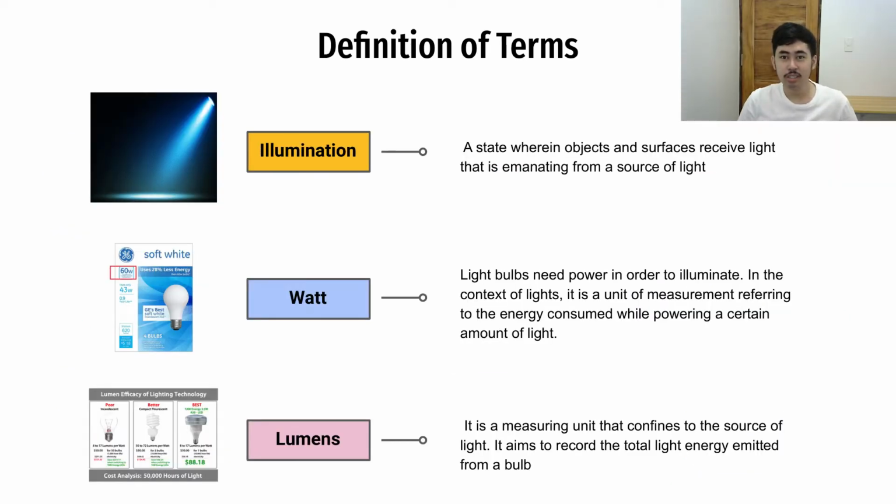In this section, we will define the terms that frequently appear when talking about light bulbs. Starting off with illumination, it is a state wherein objects and surfaces receive light that is emanating from a light source. You may notice, for instance, that when we use a flashlight, we illuminate the object or send light to the object in order to see the object in a more clear manner.